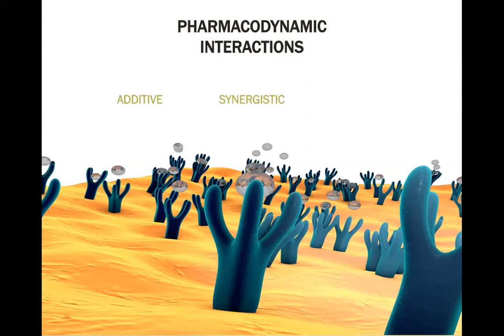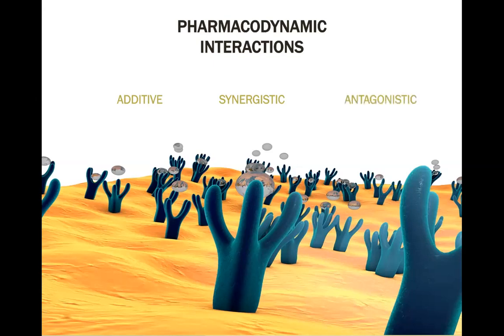Synergistic interactions will cause an amplification of the intended therapeutic effect of the drug. An example of this would be the supraadditive interaction at distinct receptors between NSAIDs and selective serotonin reuptake inhibitors. These both will cause GI bleeding.